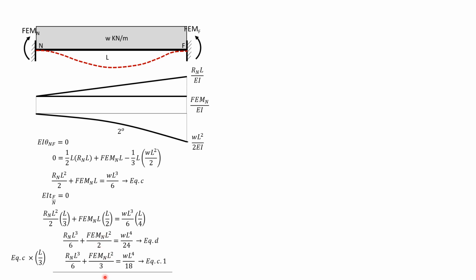Again, 1/2 minus 1/3 is 1/6. Fixed moment near L squared over 6. Then 1 over 24 minus 1 over 18 is negative WL to the 4th over 72. Multiply everything by 6 and divide by L squared. So fixed moment near equals fixed moment far by symmetry equals negative WL squared over 12. So fixed moments are really negative.